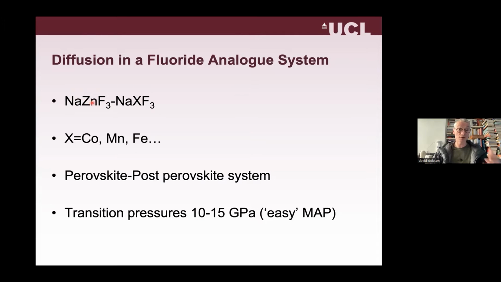So we don't need to worry about vacancy concentrations as much as we would if we had cobalt or manganese or iron. And it's also very simple to do the ab initio simulations on because there's no magnetism in the sodium zinc fluoride structure. Okay, it transforms to post-perovskite from perovskite in relatively easy multi-anvil press temperature and pressure ranges. So they're relatively easy experiments to do.